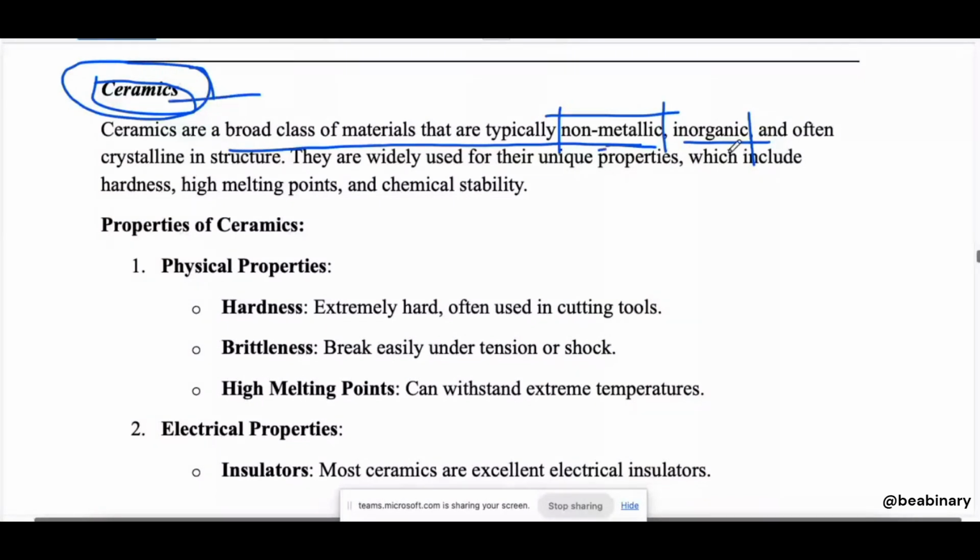They are inorganic and often crystalline in structure. At the beginning, you have to decide what kind of material it is. Materials are of two kinds: first is crystalline, and second is amorphous. What is the basis for defining these two materials? The basis is the behavior of the atomic arrangement at the atomic level. On that basis, you basically have two kinds of solid materials: crystalline or amorphous.